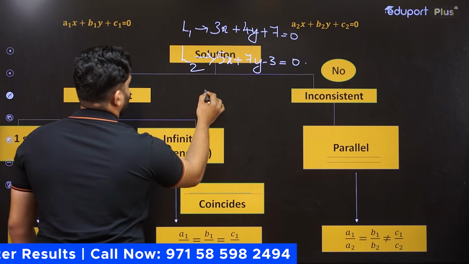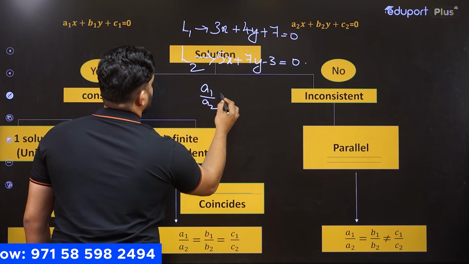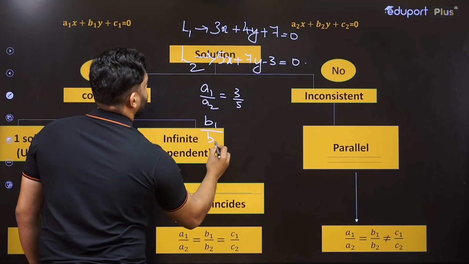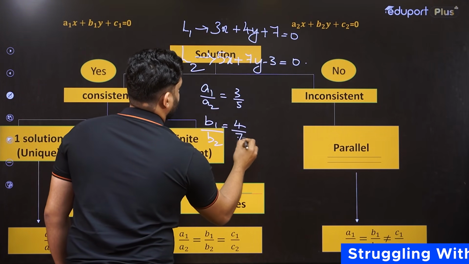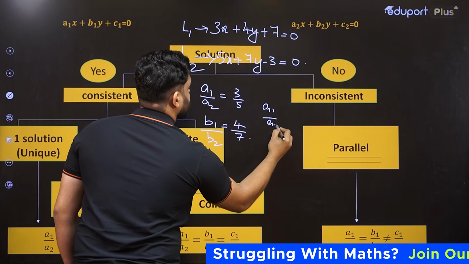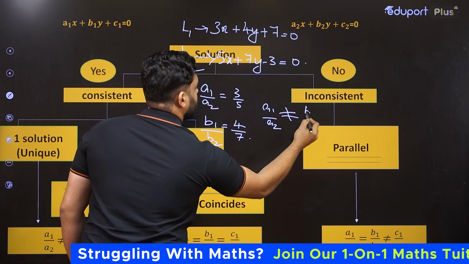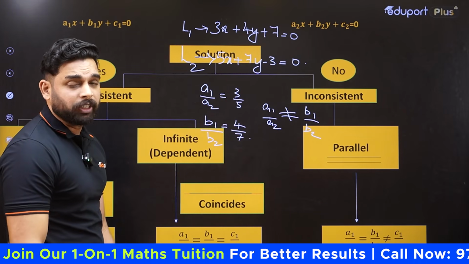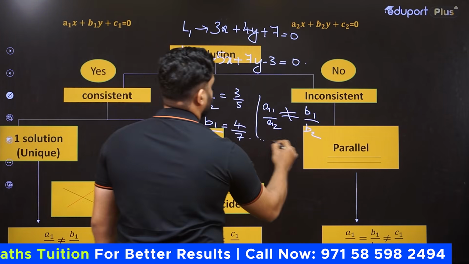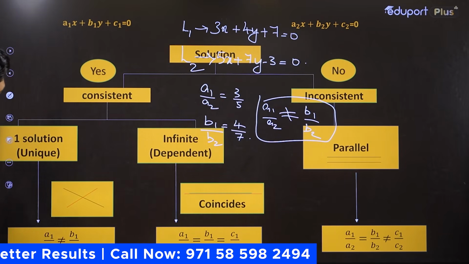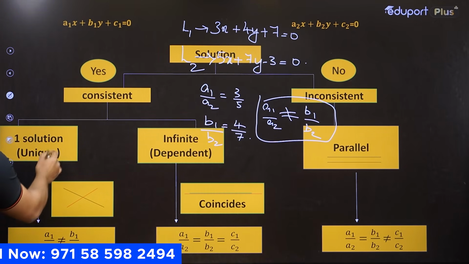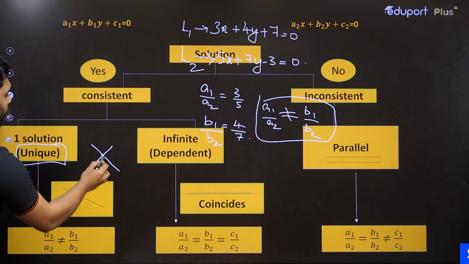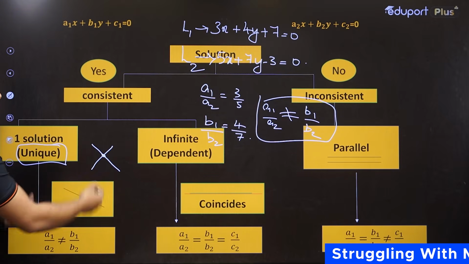So what will be the ratio A1 by A2? A1 by A2 will be 3 by 5. What will be B1 by B2? B1 by B2 will be 4 by 7. From here we can conclude A1 by A2 is not equal to B1 by B2, because one is 3 by 5 and the other one is 4 by 7. So this is an example of intersecting lines or a unique solution. They will be intersecting. There will be only one point where we will get the final result.